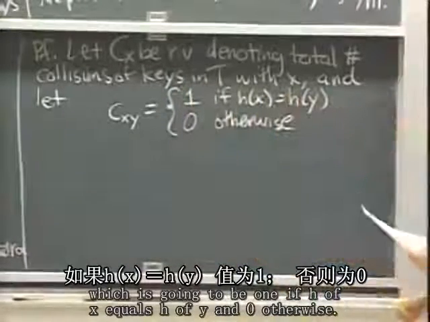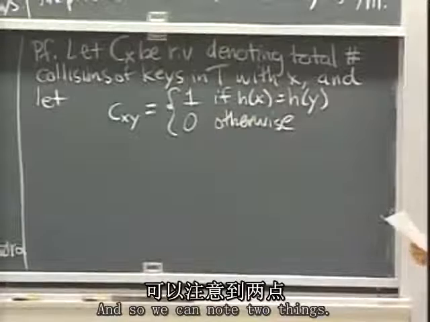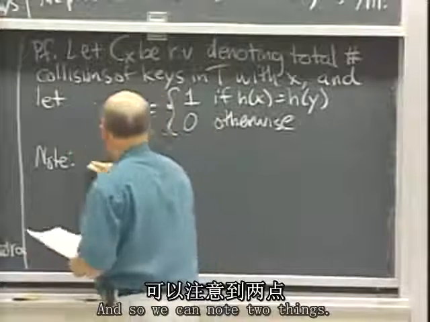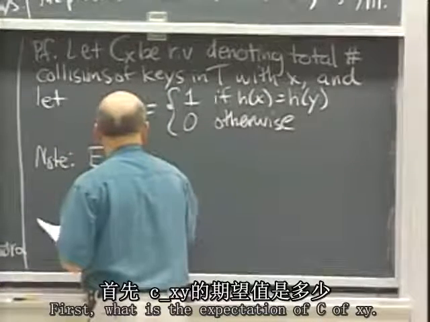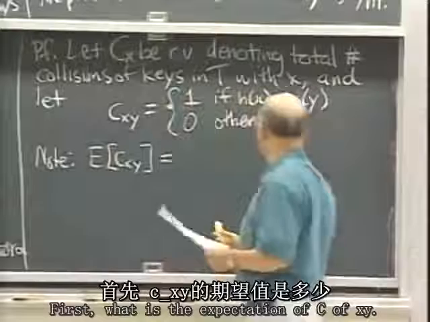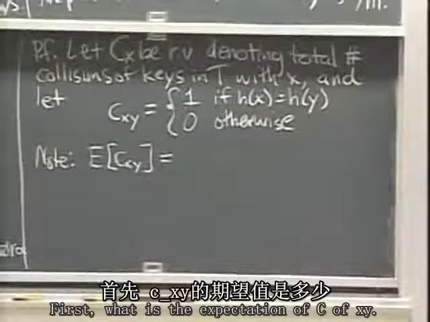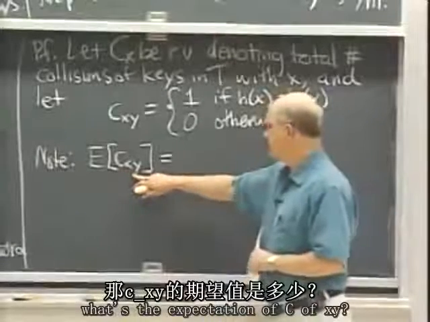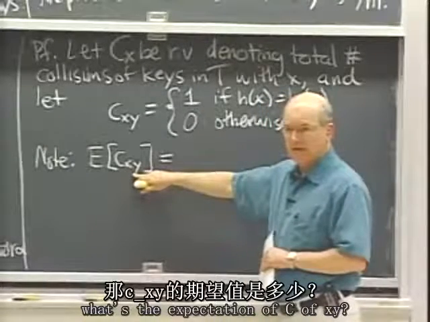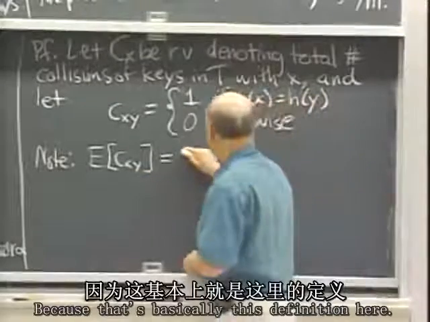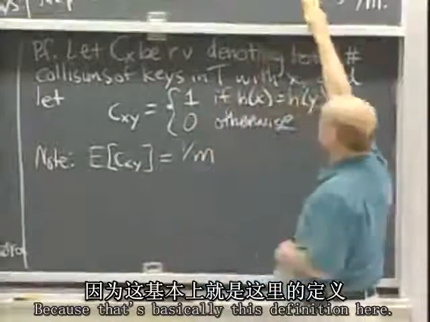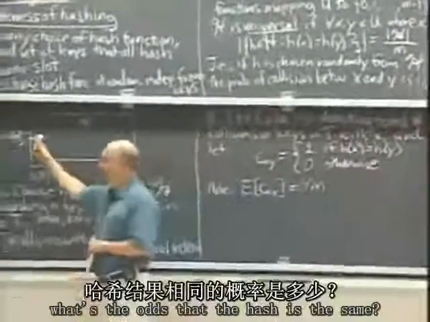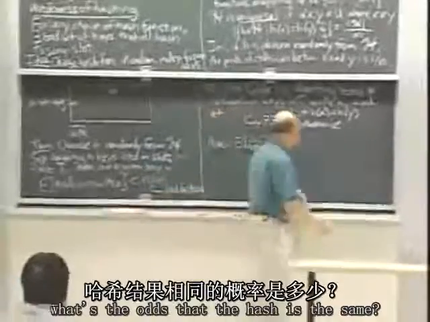Okay? And so we can note two things. First, what is the expectation of c of xy? If I have a process which is picking a hash function at random, what's the expectation of c of xy? 1 over m, because that's basically this definition here. In other words, I pick a hash function at random, what's the odds that the hash is the same as 1 over m?